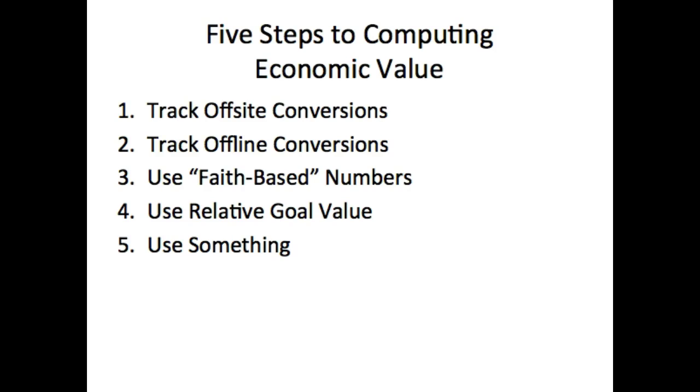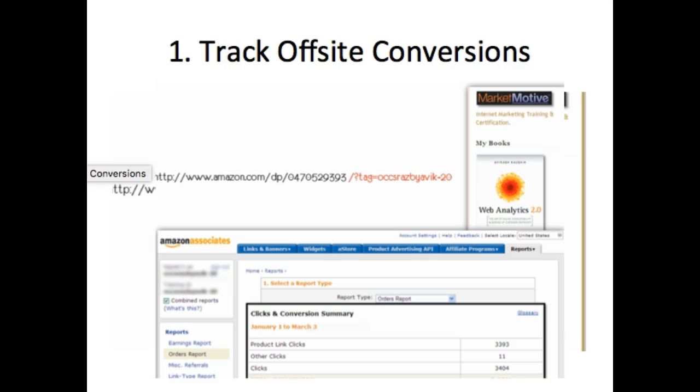And you're going to start with number 1, and you're going to work down the list. Okay, so number 1 is the best way. Number 2 is a pretty good way. 3 is okay. 4 is okay. 5 is our last resort, but we still need it. Okay, we still need it. So we have 5 ways to do this. Let's get started. Number 1, tracking offsite conversions.